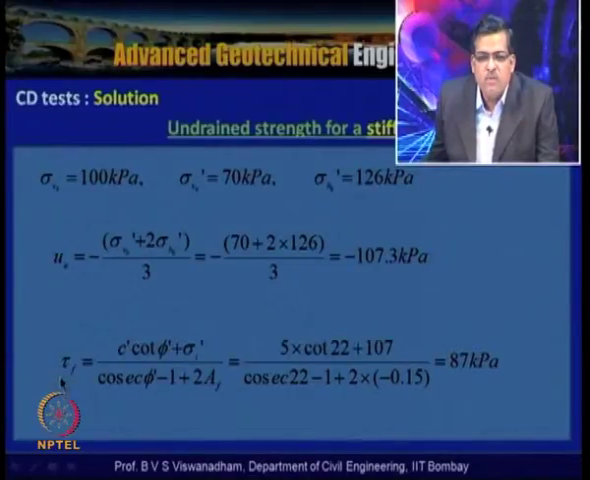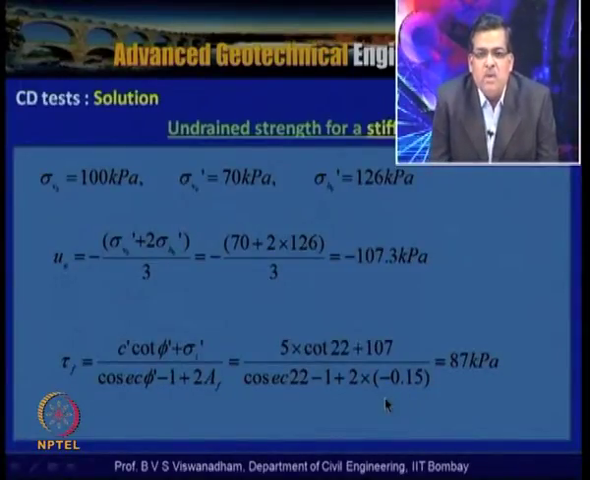So tau f is equal to c dash cot phi plus sigma dash, divided by cosecant phi dash minus 1 plus 2 AF. So by substituting this, 5 into cot 22 plus 107, because here sigma dash is equal to minus UE, this minus of minus will become plus here, and the cosecant 22 minus 1 plus 2 into minus 0.15. So with that, the shear strength of the soil works out to be around 87 kilopascals.